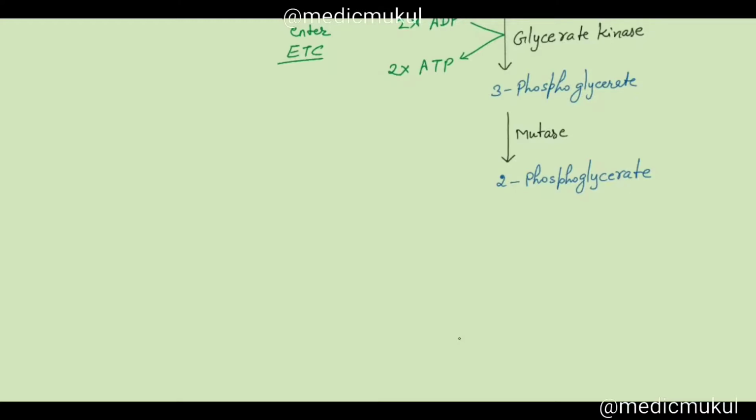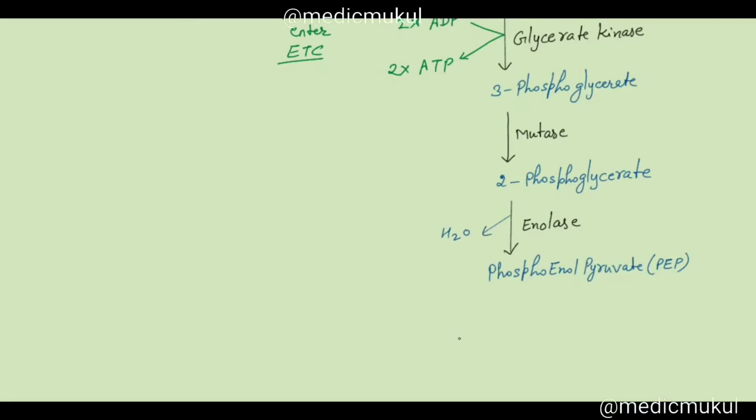Now this 2-phosphoglycerate, one enzyme will act on this, that is enolase. So enolase converts 2-phosphoglycerate into phosphoenol pyruvate, or we can write it PEP, and here water will be removed.